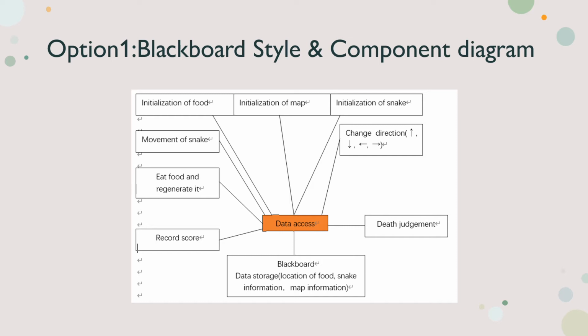Record score obtains the data about snake and food too from the blackboard to check if the snake has eaten the food. If so, it means that the player gets a score and it will provide the updated score to the blackboard and display it on the screen. Death judgment obtains the information about snake and map from the blackboard.